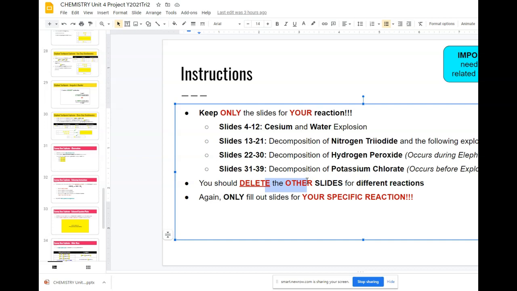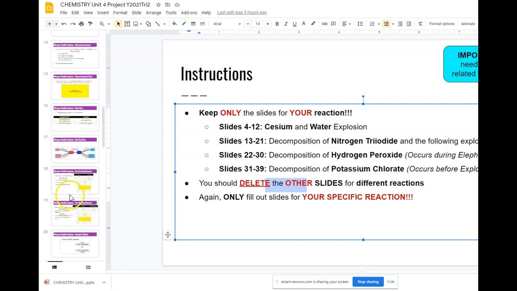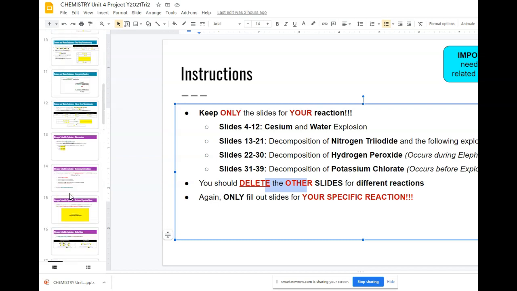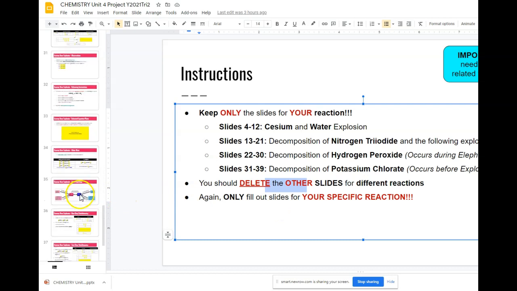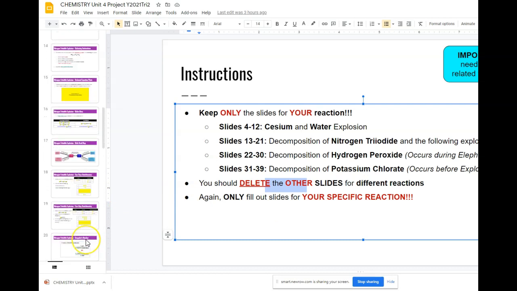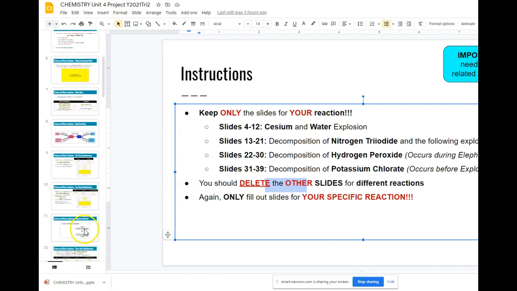Again, you only need one color. If you try to do all of them, you won't get extra credit. We're only going to grade the first one that we see. Okay? So again, do not do 40 slides. Please only do 12. Right?